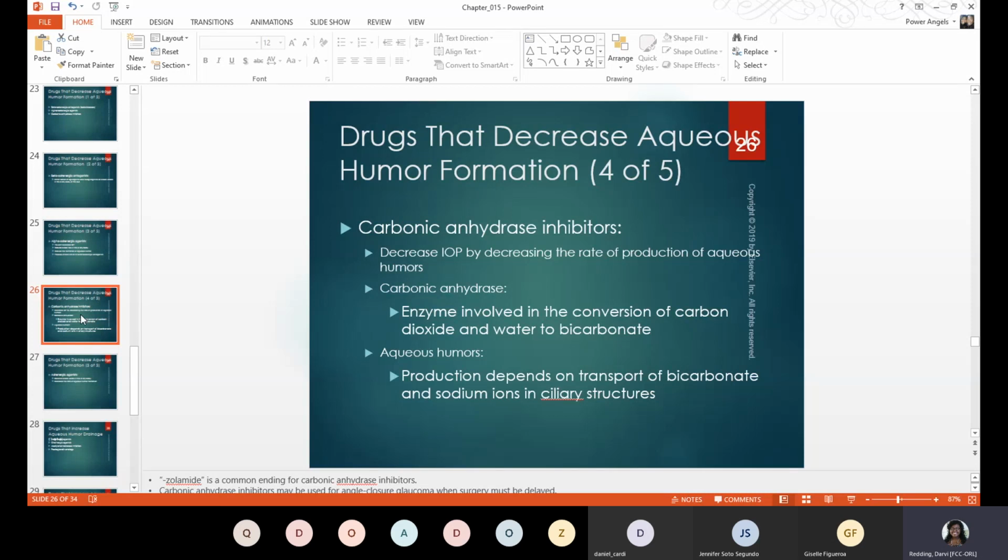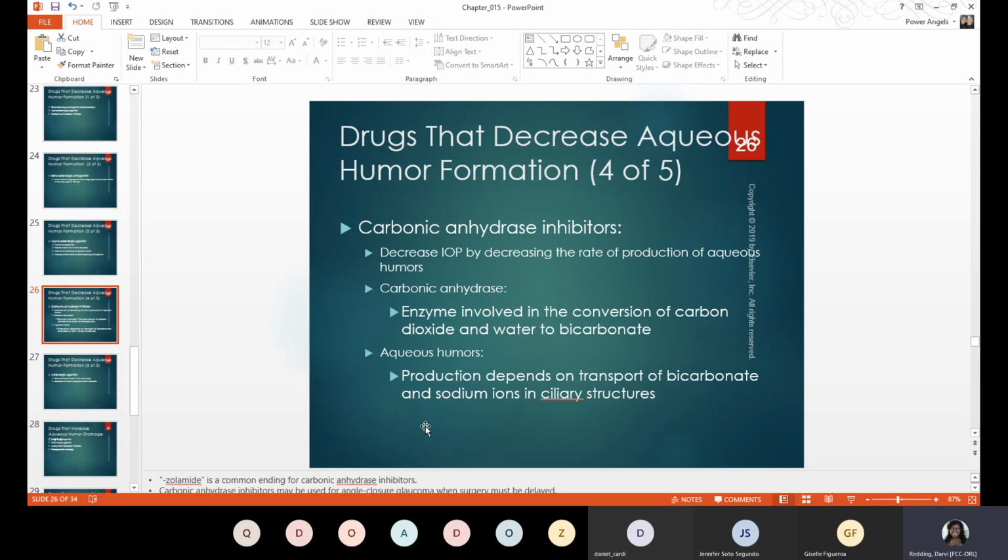And then you have the carbonic anhydrase, and this is where there is an enzyme that's involved in the conversion of the carbon dioxide as well as the water to bicarbonate. Now with the aqueous humors, they have a production that depends on the transport of the bicarbonate and sodium ions in the ciliary structures. And so you have some common endings for the carbonic anhydrase inhibitors.